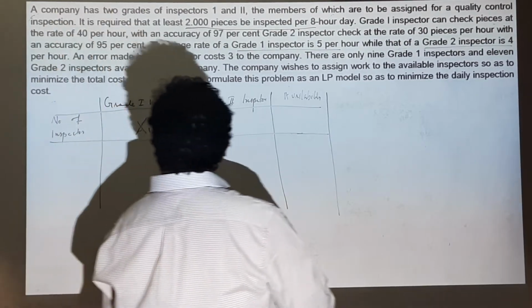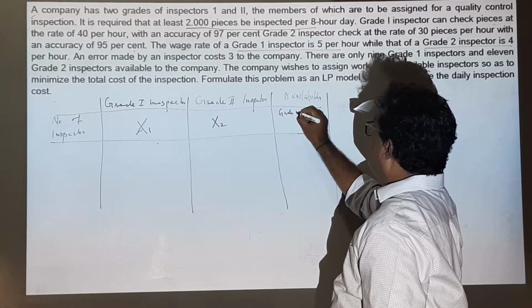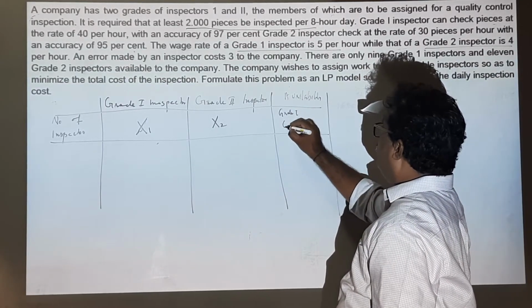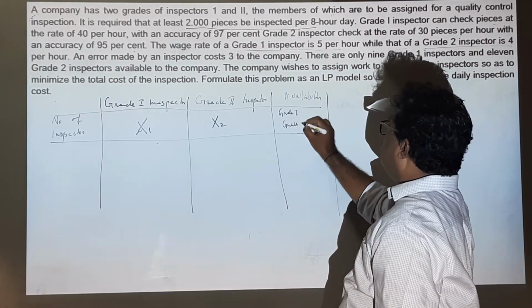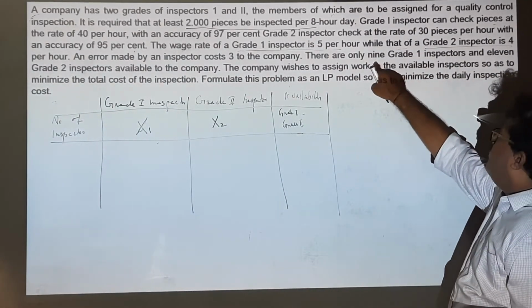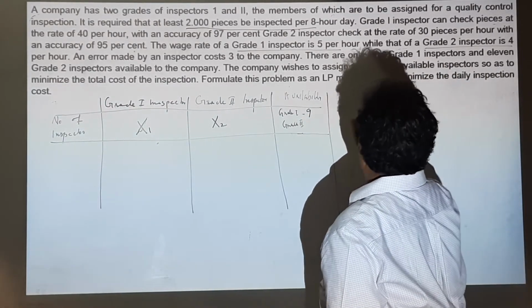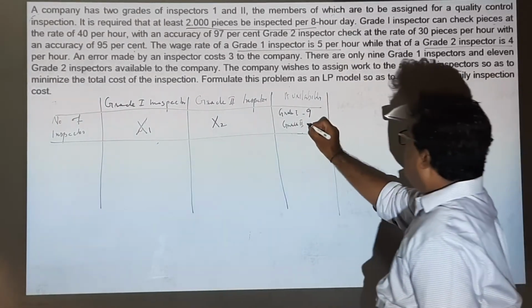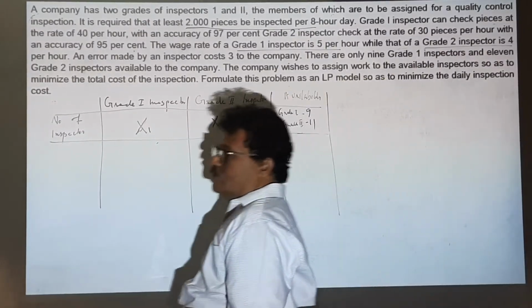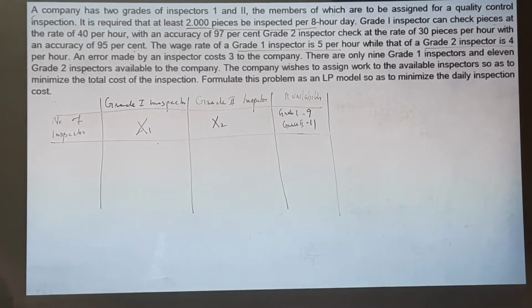Now what is the total availability of grade 1 and grade 2? It is given in the problem. What is the total availability of grade 1 inspectors? We have 9 grade 1 inspectors. Correct? And how many grade 2? 11 grade 2 inspectors. So that is what is given as available grade 1 and grade 2 inspectors. And 8 hours is the total time.